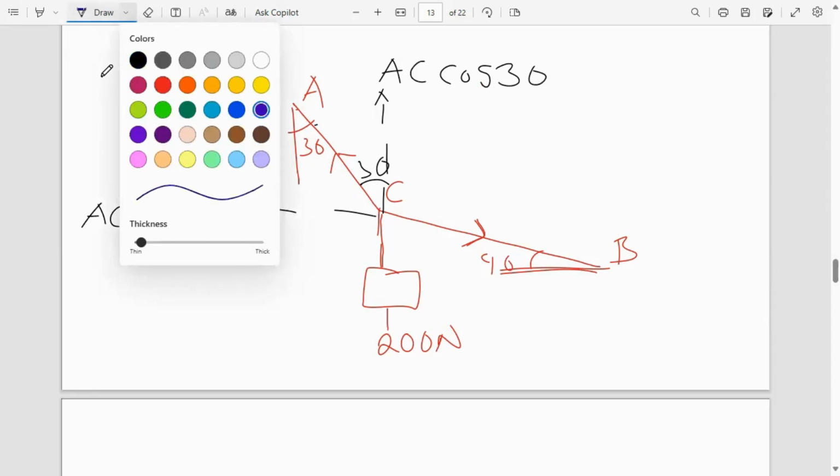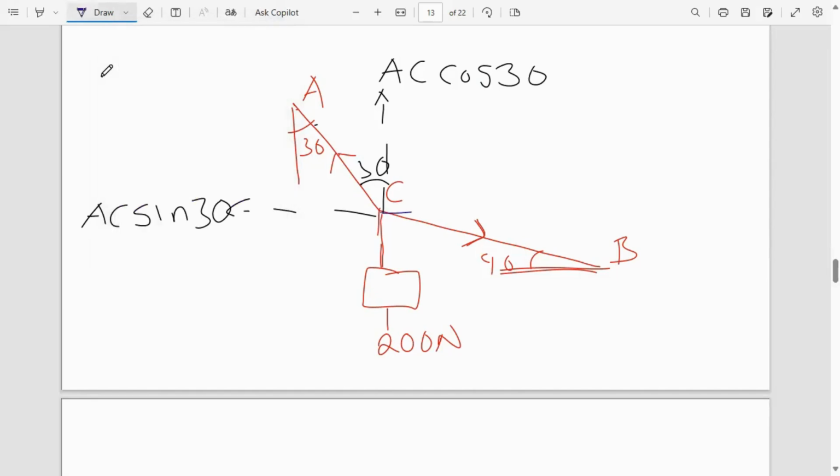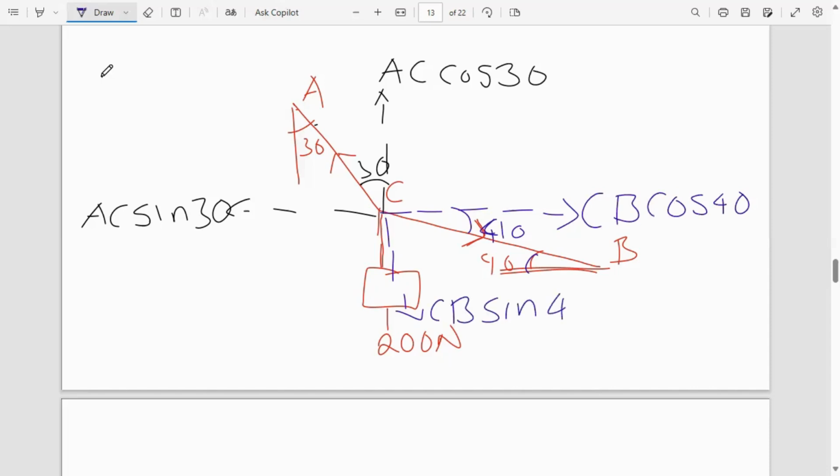Then the other one here, which is BC or CB, is also in these two axes. That one and that one pointing down. Since here it's 40, that means even here again it's 40, because these are Z angles. Since this is the one adjacent to the 40, it is going to carry a cosine. So this one will be CB cos 40, and down here it will be CB sin 40. So here we have resolved our two tensions.